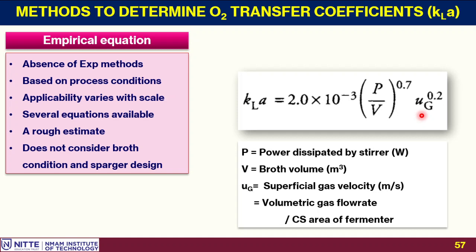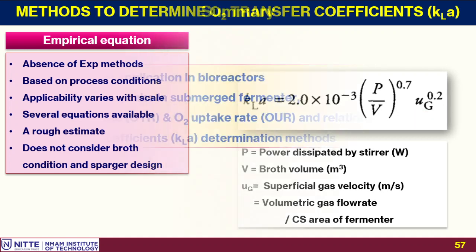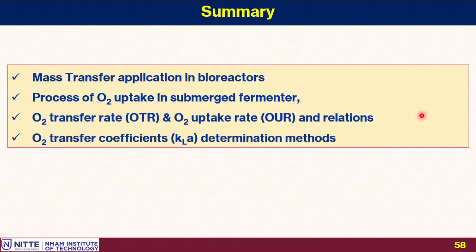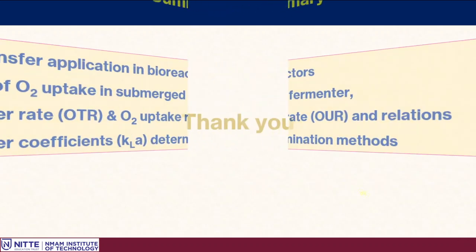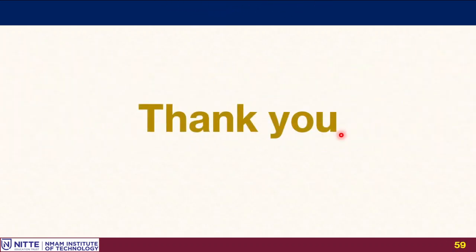So we have come across four different methods to estimate KLA. To summarize this lecture, we have learned mass transfer application in bioreactors, that is, how oxygen is taken up in the submerged fermenter. We have also seen OTR and OUR and how they are related, and that KLA estimation is very important. We have seen three experimental methods and one empirical method to determine the oxygen transfer coefficient KLA. That's it for this lecture. Thank you.